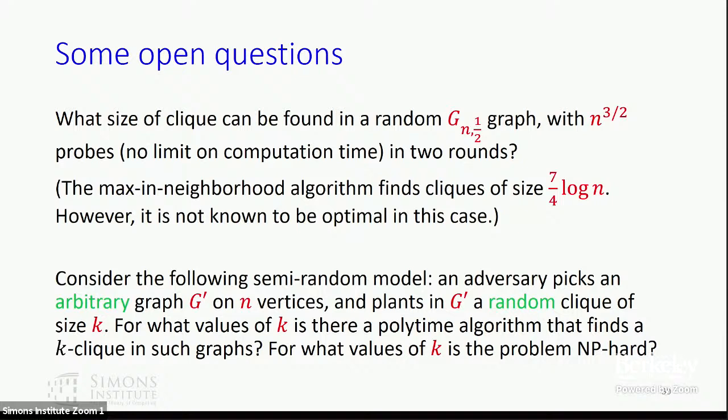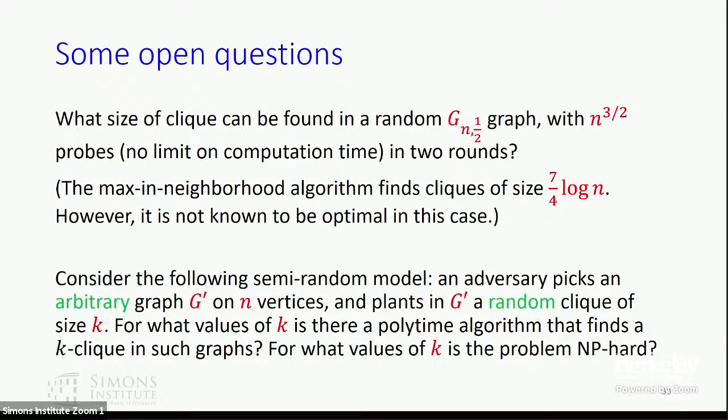Another problem that I find quite intriguing is the following semi-random model. We ask, for example, what happens if an adversary plants a clique in a random graph, and plants it wherever they want. There's the alternative question: let's say the adversary chooses whatever graph he wants, and now you select k vertices at random and make them into a clique. The question is, in this graph, can you find a clique of size k?